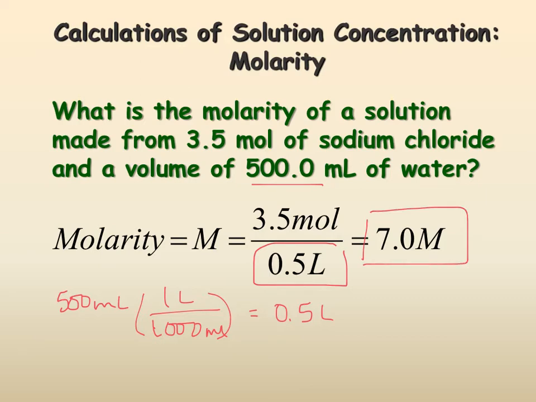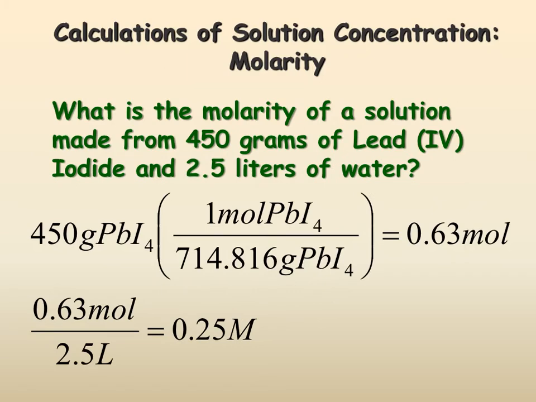Another fairly simple calculation you might run into is what is the molarity of a solution made from 450 grams of lead-4 iodide and 2.5 liters of water. For this one, you have to convert from grams to moles, because molarity will always be moles per volume. So in that case, you do 450 grams of lead iodide, divide it by the molar mass of lead iodide, and that gives you 0.63 moles.